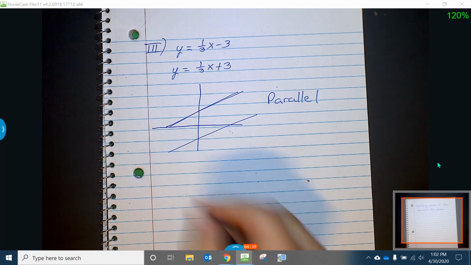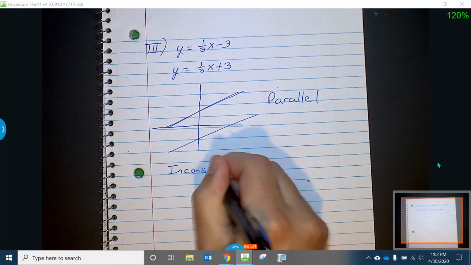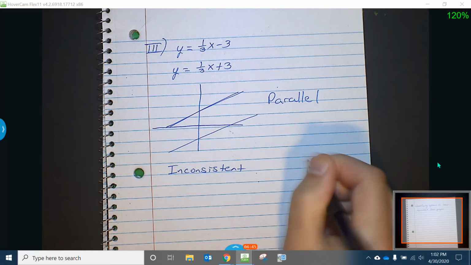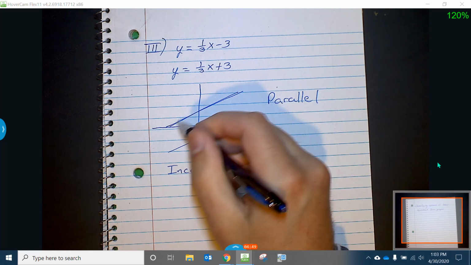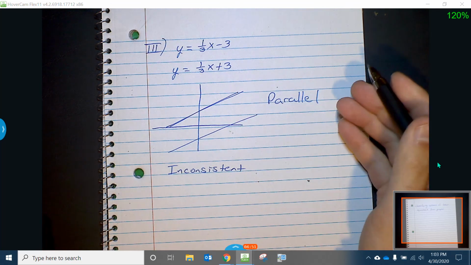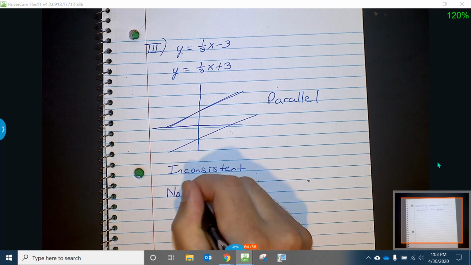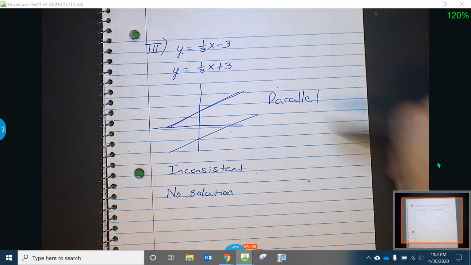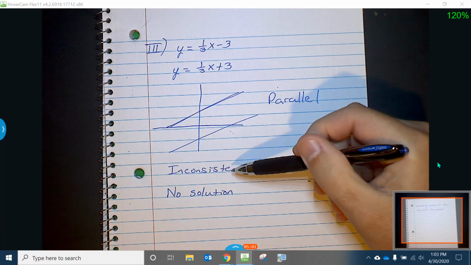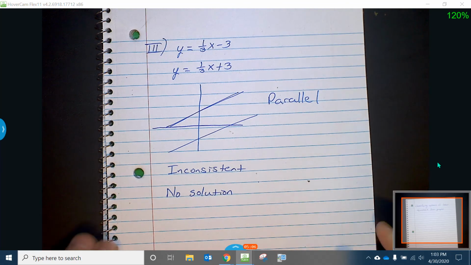So in this case, this is called an inconsistent system. And if these never touch, how many answers do we have? Well, there's no solution. So if they're parallel, the system is considered inconsistent, and there is no solution. There's no answer.